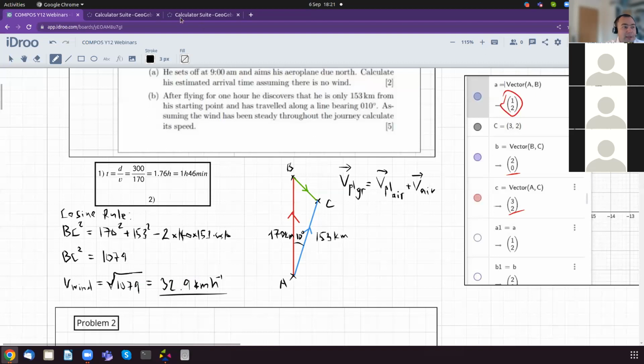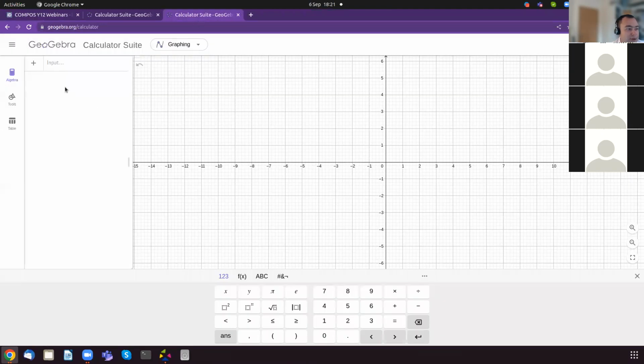Now, you can do the same on GeoGebra. So you can say the speed of the plane, v1, is 170. Okay.